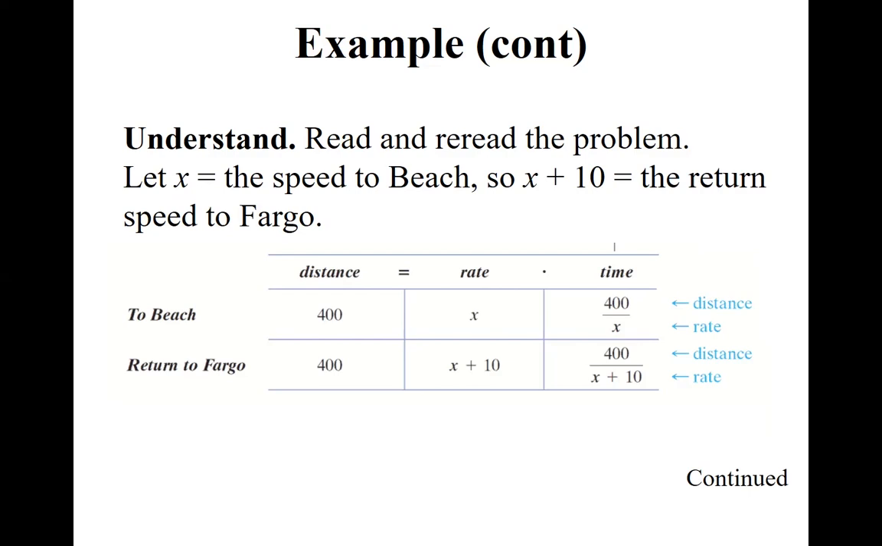How do we find the time? Well, distance equals rate times time. We know distance is 400. We know the rate is X. So distance divided by rate, 400 divided by X gives us time. So to Beach, the time was 400 over X. Again, the return to Fargo, the distance was 400, the rate was X plus 10, so the time is distance divided by rate, 400 divided by X plus 10.